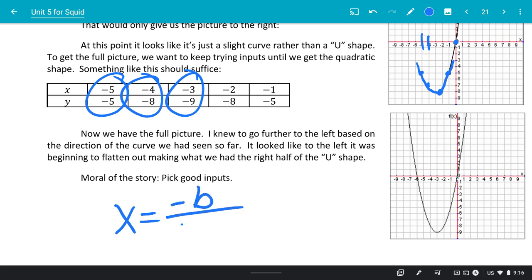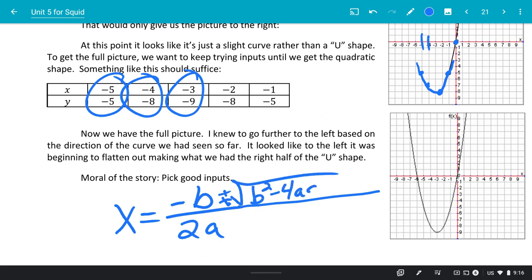x equals -b over 2a. Does anybody remember where this came from? The quadratic formula. -b plus or minus square root b squared minus 4ac all over 2a. That's the quadratic formula, which you're going to have to learn pretty soon.